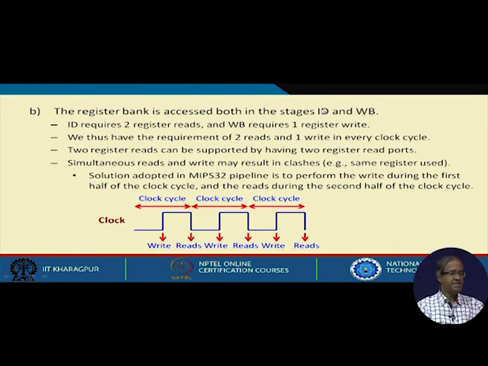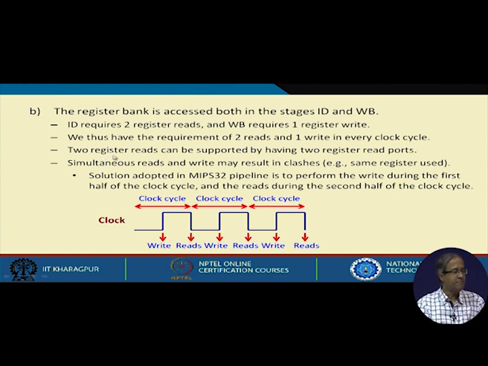Now, in the ID stage, what are we doing? In the ID stage, we are prefetching both the register operands, source 1 and source 2. So, this ID requires 2 register reads, and in WB we require at most 1 register write. So, in a pipeline, our requirement is that in every clock cycle we should support 2 register reads and 1 register write.